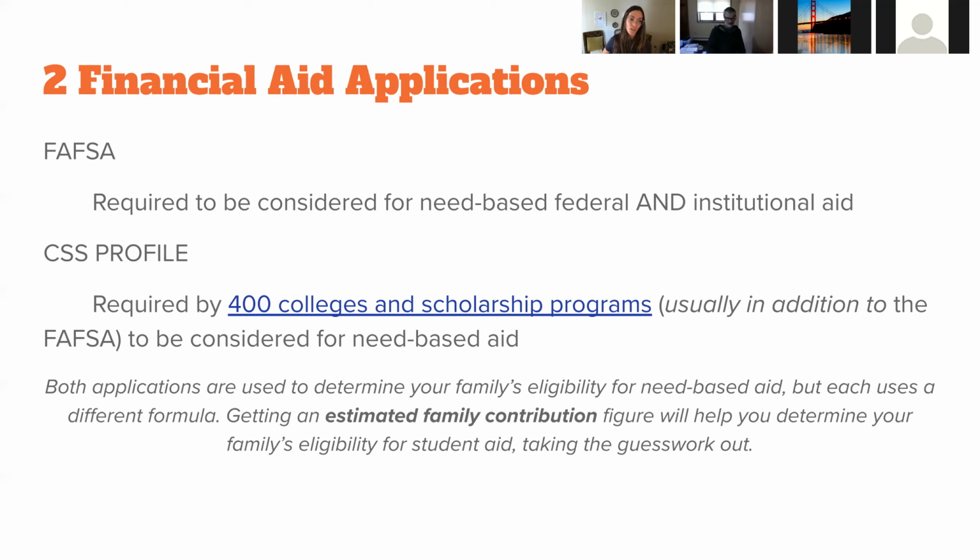The CSS Profile is a secondary application that's required by about 400 colleges and scholarship programs. This is a secondary application that uses a slightly different formula called the institutional formula. The FAFSA uses a federal formula. And the CSS Profile, if it's required by a school, it's usually in addition to the FAFSA. They want both.